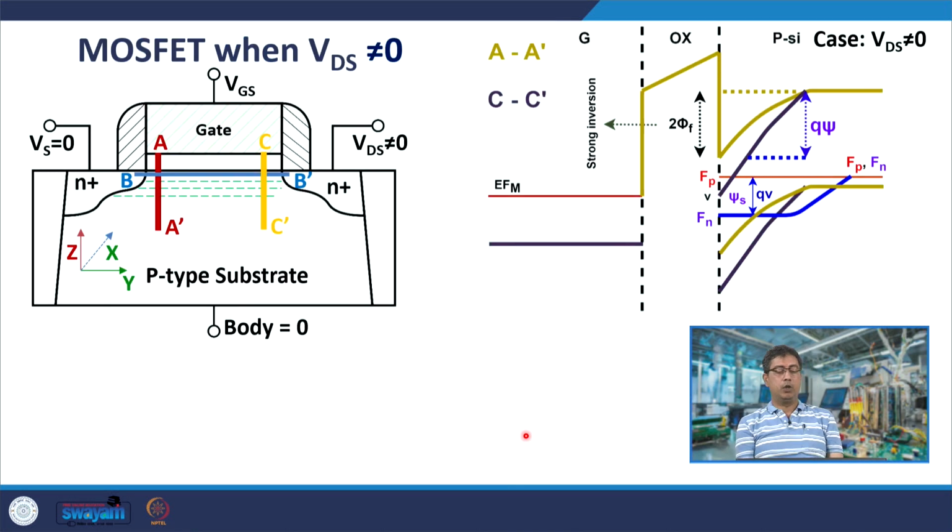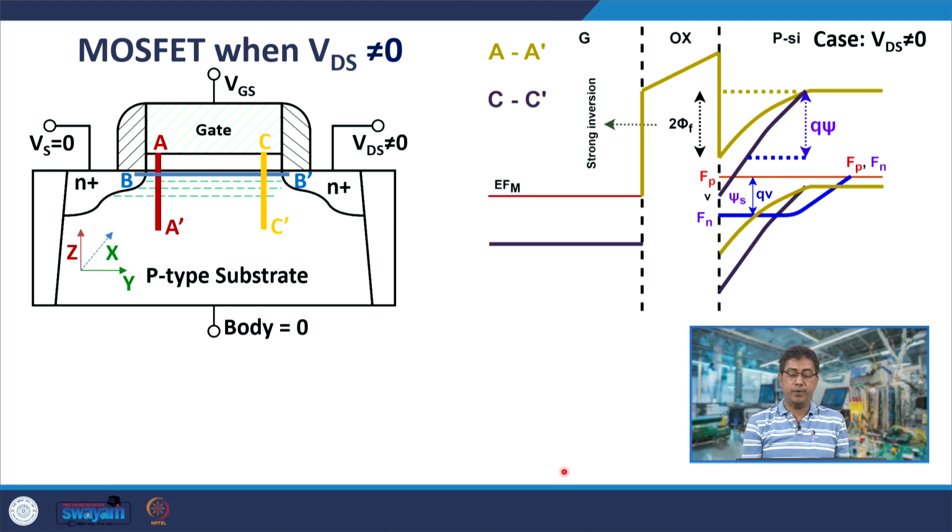Now, let us look at the MOSFET when the drain to source voltage is not 0. When the drain to source voltage was 0, there was no current from the source to drain, and no current within the device. So, this silicon region was in a quasi-equilibrium condition.